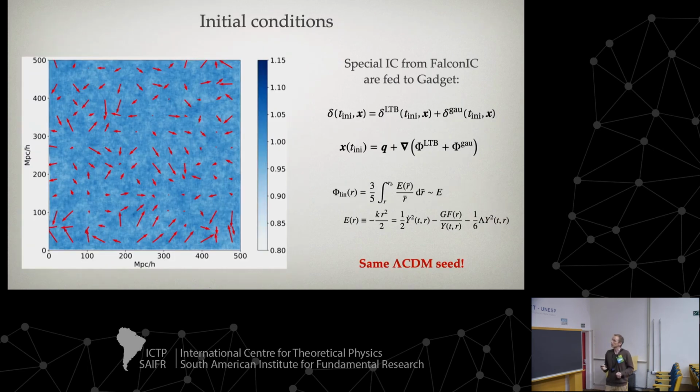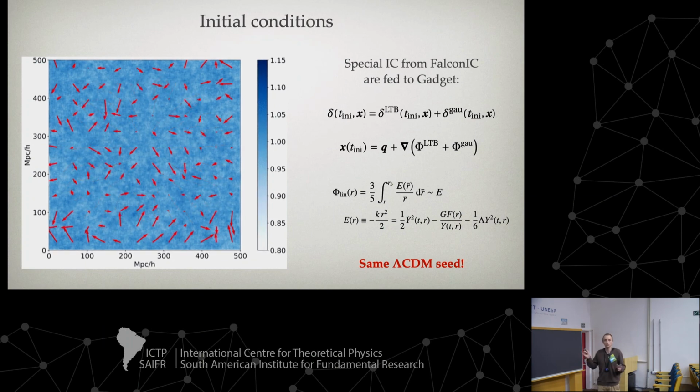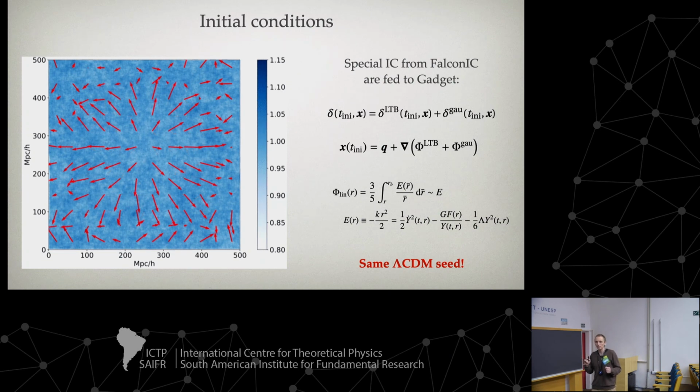All right, initial conditions. So initial conditions are given in this way. You just add to the standard potential given by your Gaussian perturbation a potential given by your inhomogeneous perturbation. Okay? And then you feed these to the Falcon IC code. Then the initial conditions are just fed to a standard Gadget. We use OpenGadget3, but you can use Gadget 4 or any variation. Okay? Interestingly, we use the same lambda CDM seed. So this is nice because you maintain the large-scale structure. You will see that inhomogeneity will deform filaments and voids, right? Because we kept the same seed.